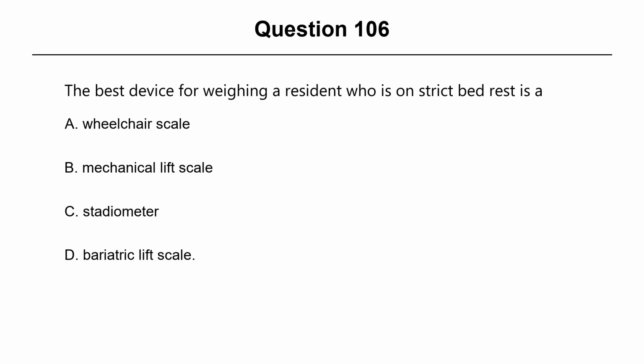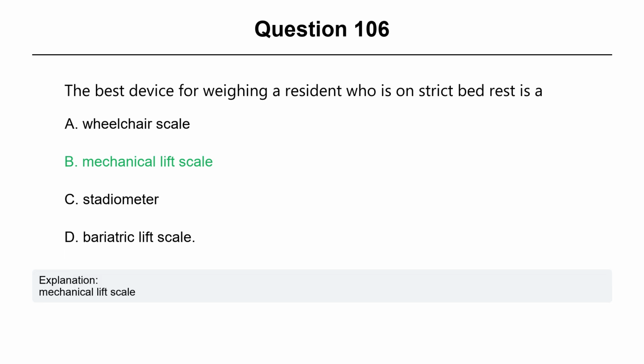Question 106. The best device for weighing a resident who is on strict bed rest is a: Option A, wheelchair scale. Option B, mechanical lift scale. Option C, stadiometer. Option D, bariatric lift scale. The correct answer is option B, mechanical lift scale.